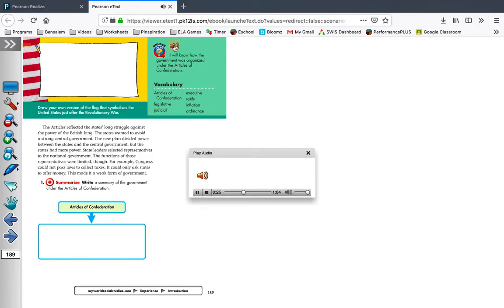The Articles reflected the states' long struggle against the power of the British king. The states wanted to avoid a strong central government. The new plan divided power between the states and the central government, but the states had more power. State leaders selected representatives to the national government. The functions of those representatives were limited, though.